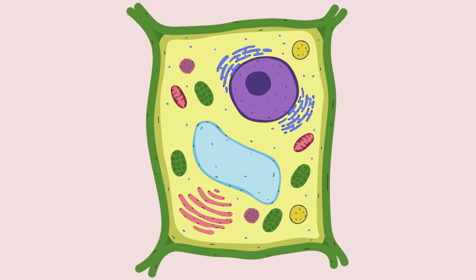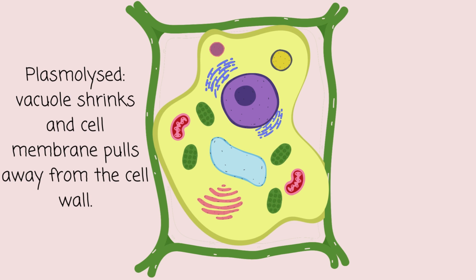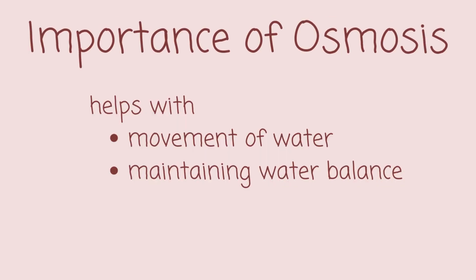When the plant loses a lot of water and turgor pressure reduces, the cell membrane is not pressed tightly against the cell wall anymore and the cell becomes plasmolysed. This causes wilting of the plant. Osmosis enables the movement of water across the cell membrane, maintaining the water balance. This is vital to the survival of all living things.